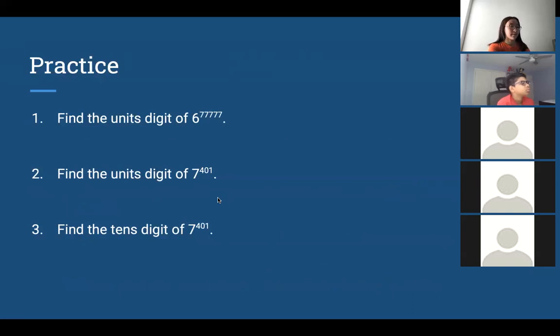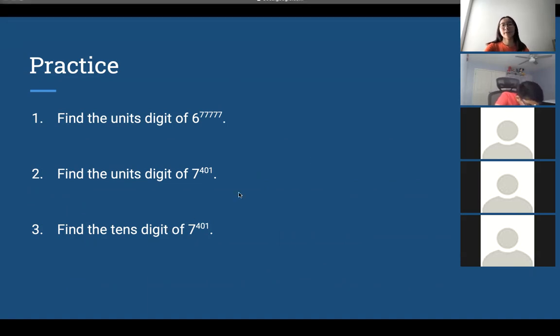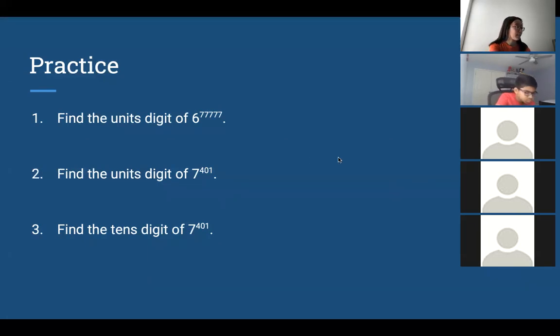And so here are some practice problems. So go ahead and try them out. Remember, first step is always to try to find the pattern. And it's okay if you're a little bit confused about finding the remainder and stuff, but just try your best to find the pattern in all of these. And then we'll go over it in a few minutes from now.